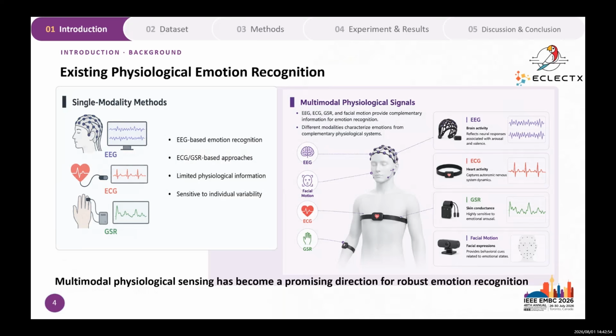Traditional approaches mainly rely on a single modality such as EEG, ECG, or GSR. However, a single modality provides limited physiological information and is often sensitive to individual variability. Therefore, recent studies have shifted toward multimodal physiological signals, which provide complementary information from different physiological systems and enable more robust emotion recognition. However, multimodal data also introduce new challenges, which motivates our work.